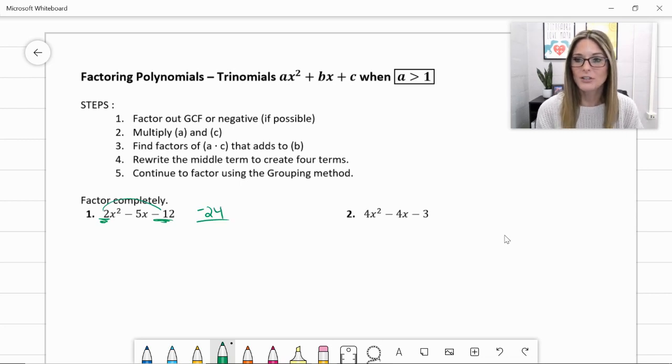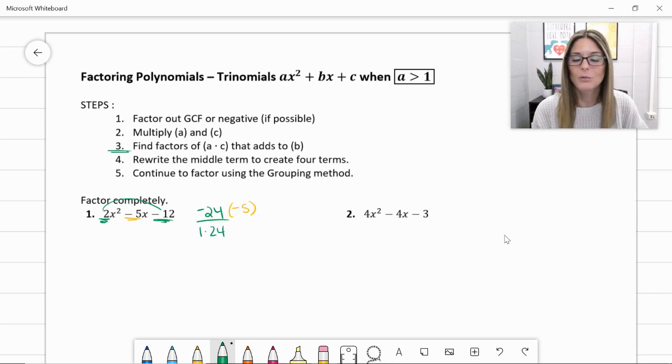And I'm just coming over here to the side to do some scratch work, okay? So we are going to look for the factors. I'm on step number 3. Find the factors of that a times c. We got negative 24 for this one, that adds up to negative 5, adds up to the b value. So I'm going to put just a little note over here that I'm going to look for the factors of negative 24, and I want to find the pair that's going to add up to negative 5. So let's make a list.